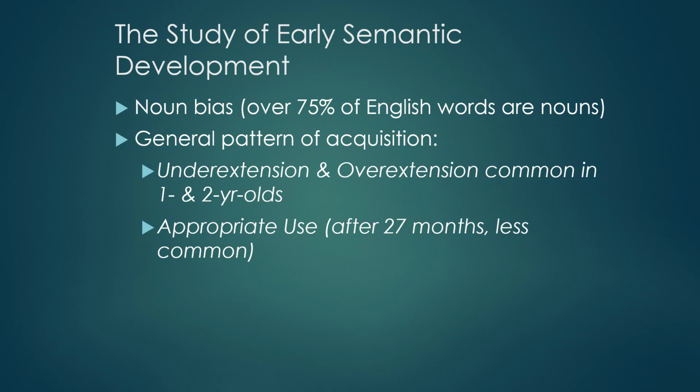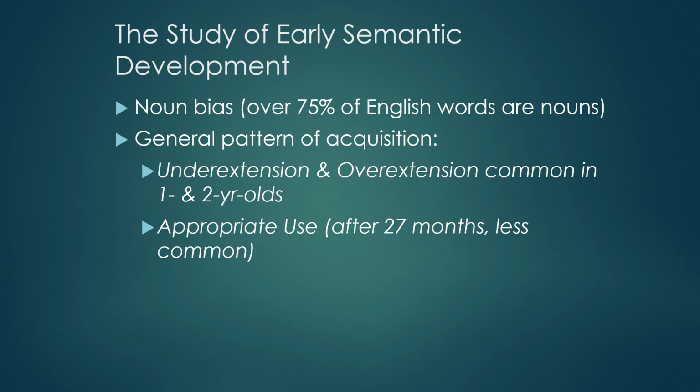Underextensions are the opposite. In this case, the child refuses to use a word for a whole category, but only wants to use the word for a specific instance. So, for example, the child has a stuffed bear that he calls bear. Then, Mom shows him a picture of a bear in a book and says bear. But the child says no and refuses to label the picture in the book with the same label that he has for a specific object, bear.